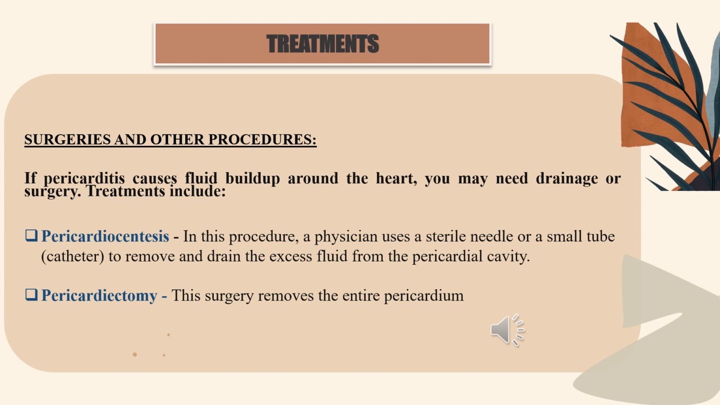Treatments include pericardiocentesis. In this procedure, a physician uses a sterile needle or a small tube catheter to remove and drain the excess fluid from the pericardial cavity. You'll receive a numbing medication like a local anesthetic before the procedure. Last, pericardiectomy. This surgery removes the entire pericardium. It may be done if the sac surrounding your heart has become permanently rigid due to constrictive pericarditis.